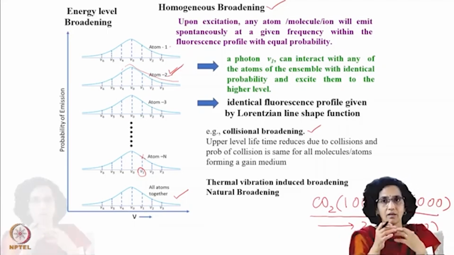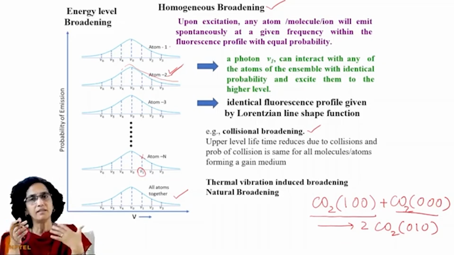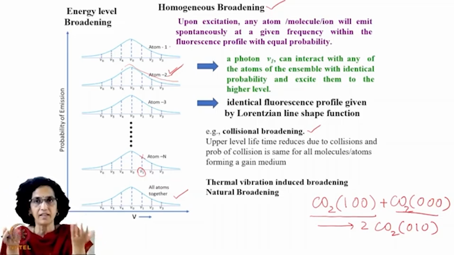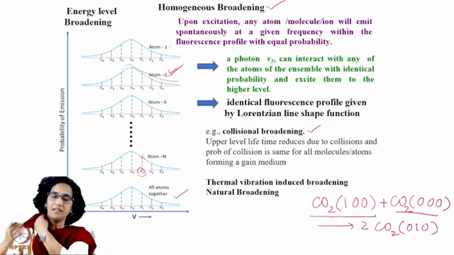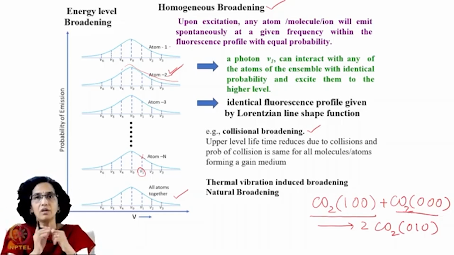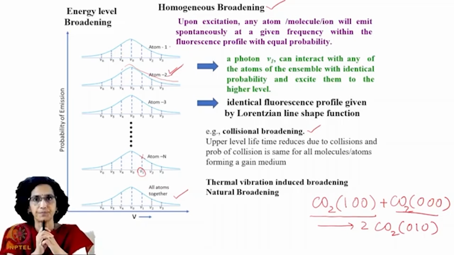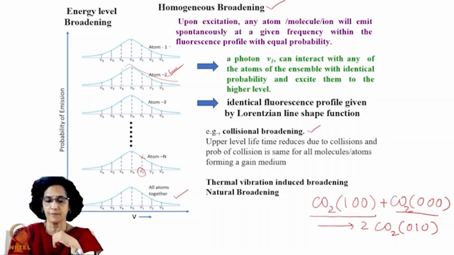So for collisions of the same species, for example, if I am considering an ensemble of CO2 molecules, then the probability of collision of one molecule with another, and the second with the third, or one with the nth molecule, is the same. And therefore, this collisional broadening is called homogeneous broadening. Similarly, thermal vibration induced broadening and natural broadening that we just studied before this, these are all homogeneous types of broadenings.